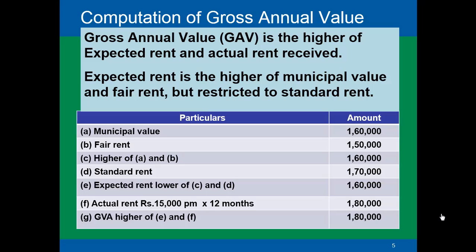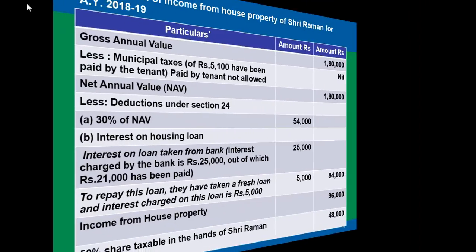Now the actual rent in the question is given as 15,000 per month. So for the whole year the actual rent will be 1,80,000. So the gross annual value will be higher of the expected rent or the actual rent. Here the actual rent is higher than the expected rent. So the gross annual value will be 1,80,000.